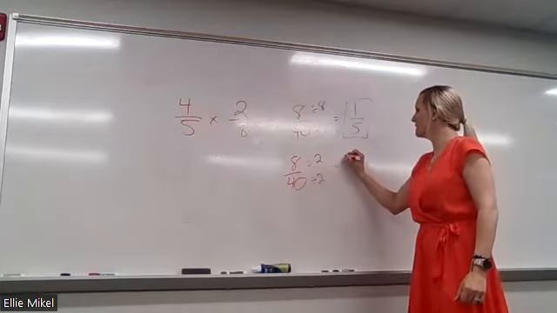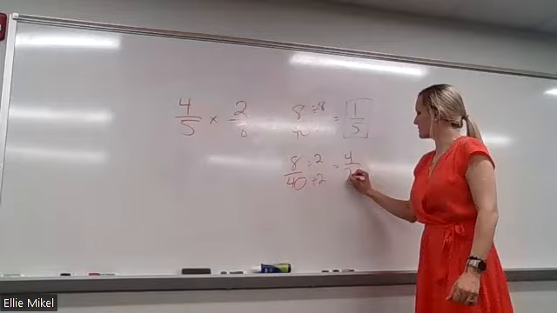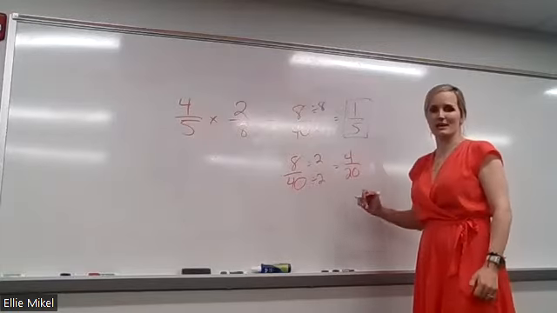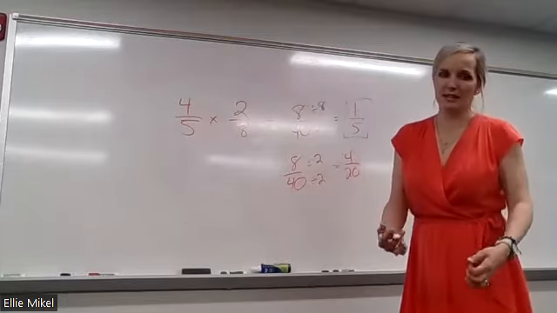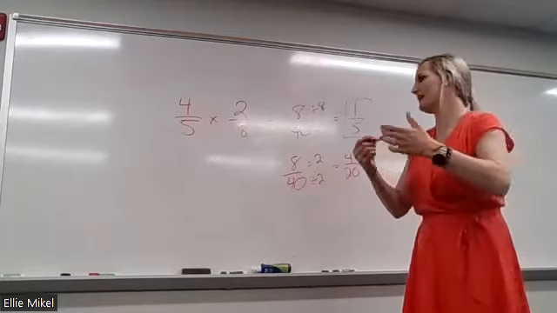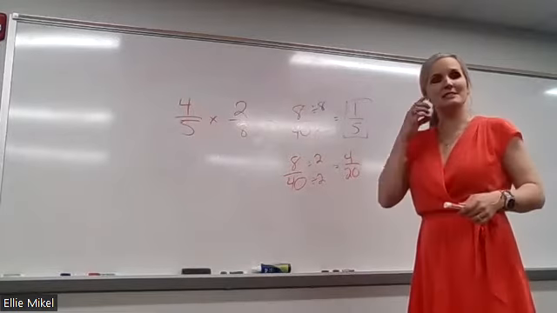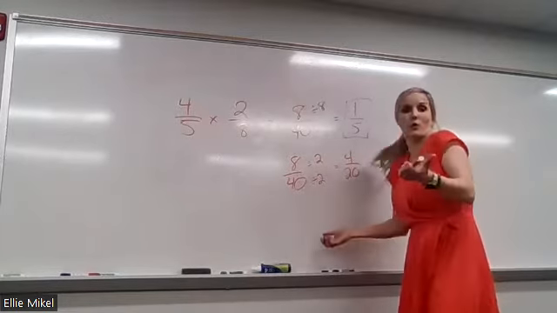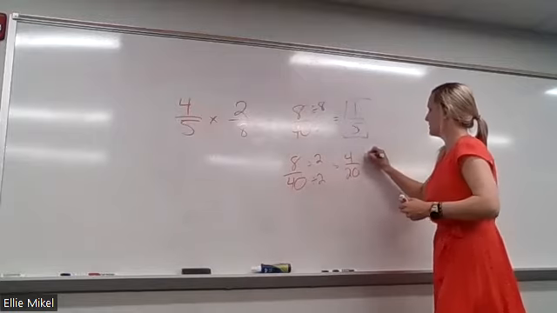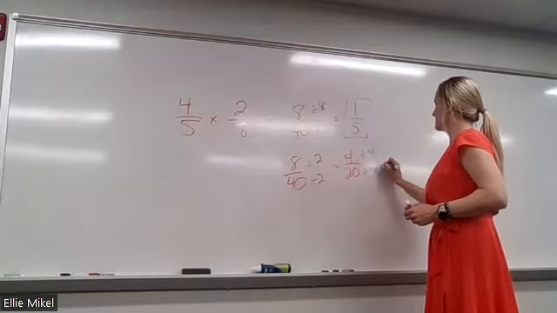Let's do that. 8 divided by 2 is 4. 40 divided by 2 is 20. This is a correct answer, but we're just not completely reduced. 4 and 20, I can divide those both again by 2, or maybe now you're looking at it and you can see, oh, they're both divisible by 4. If you chose to do that, dividing it by 4 gives me 1/5.